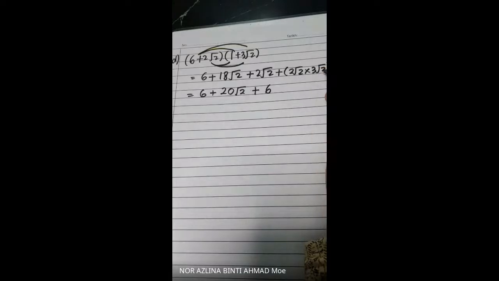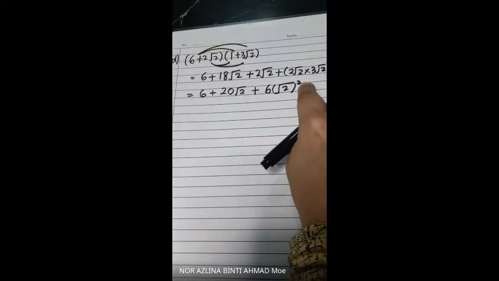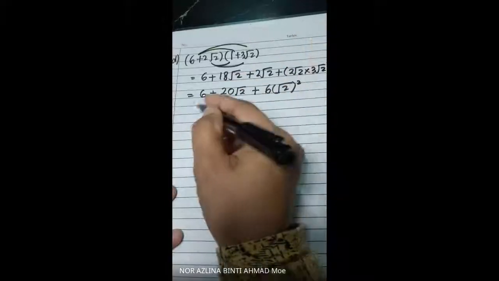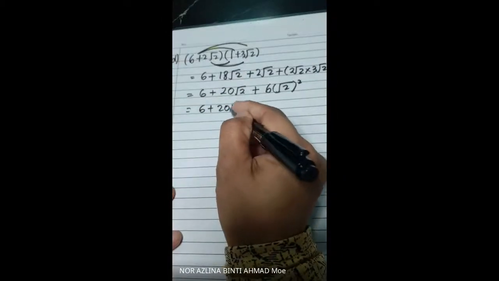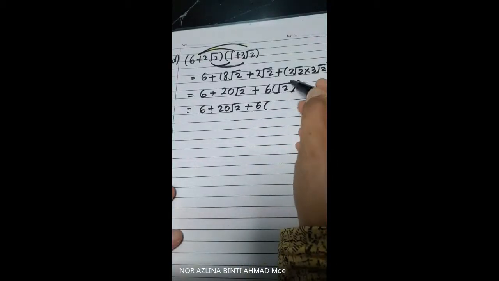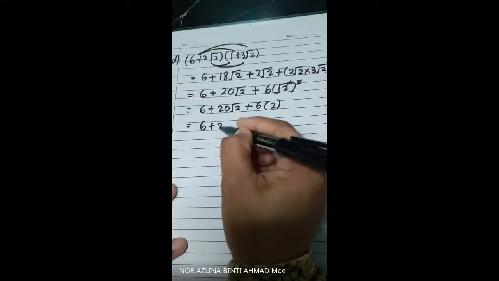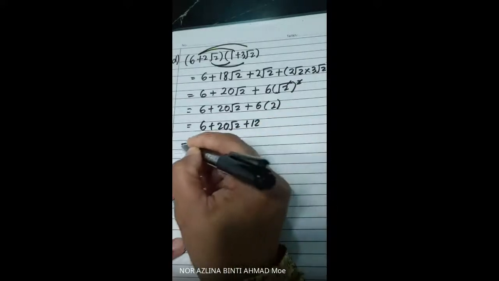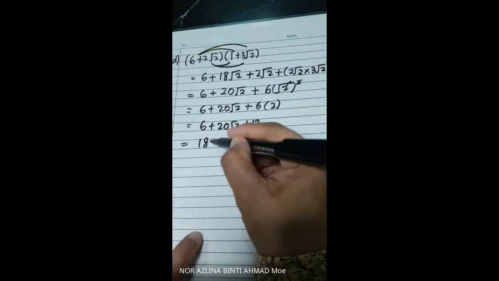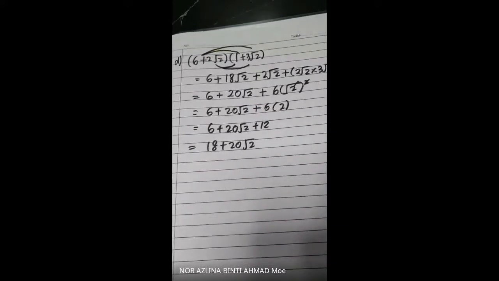Okay. Now square root times square root. Square root 2 power of 2 because we have 2 square roots. So square root of 2 multiply power of 2. So this is 6 plus 20 square root 2 plus 6 multiply square root 2 squared. So it cancels. So it becomes 2 only. So 6 plus 12, this is 18. The answer is 18 plus 20 square root 2. That is the final answer. Understand, class? Okay, teacher.